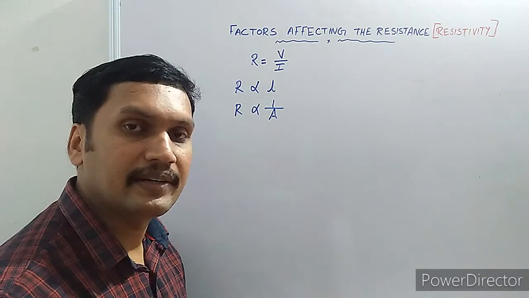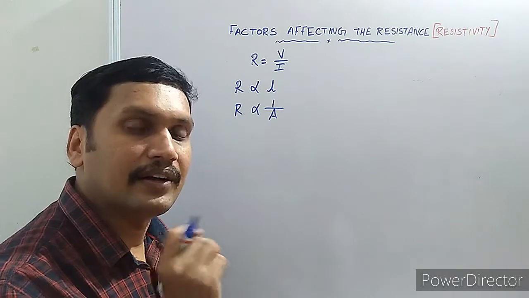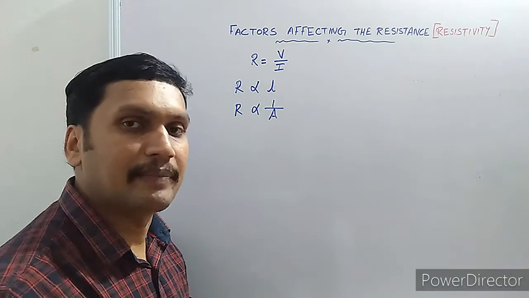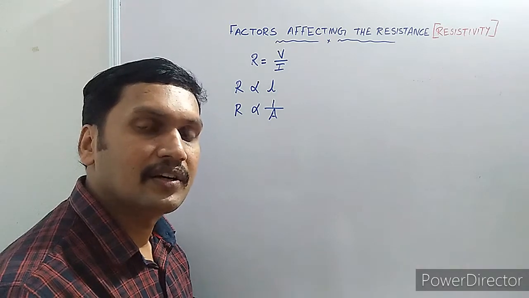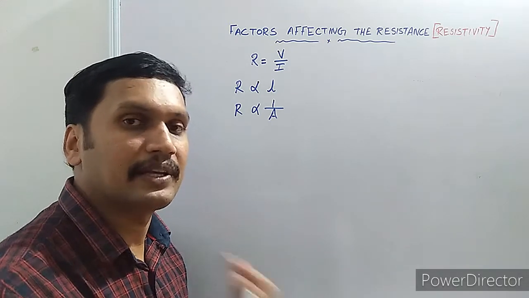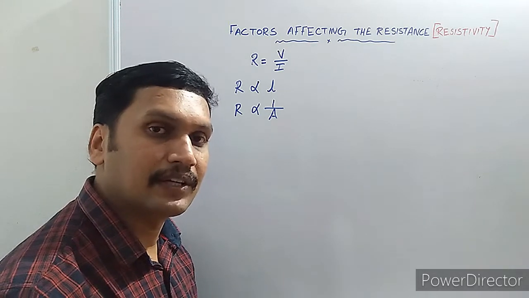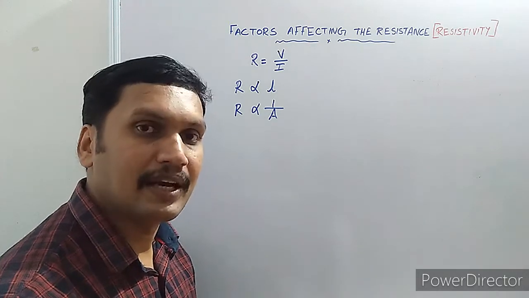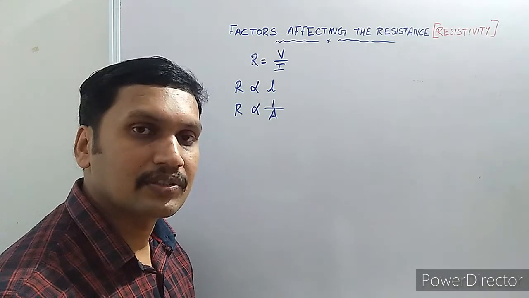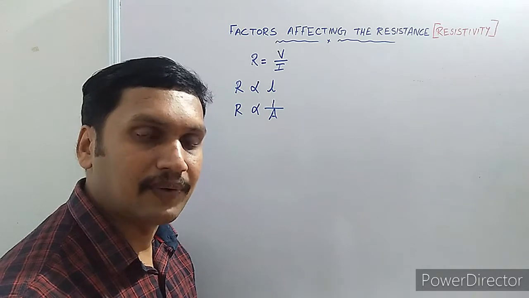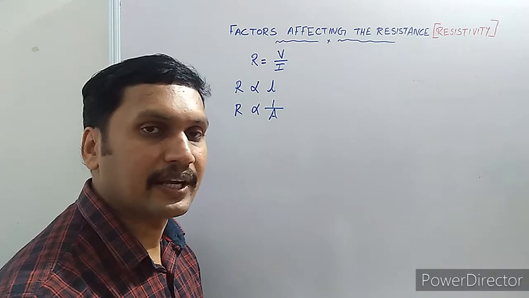One more factor is the nature of the material. When the material changes, resistance also changes. Different materials have different resistance, even though the length is the same and area of cross section is the same. So the nature of the material also affects the resistance of a conductor.